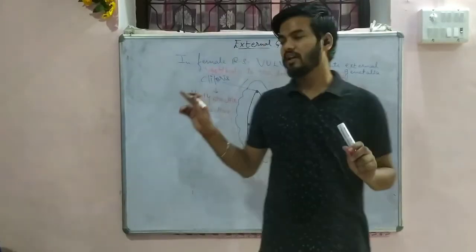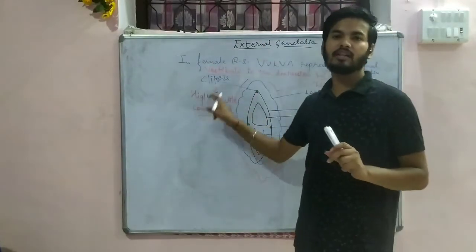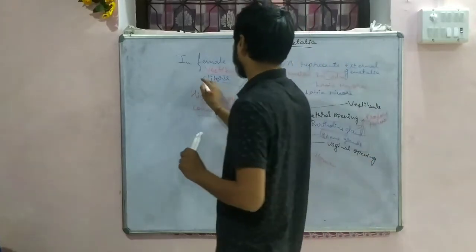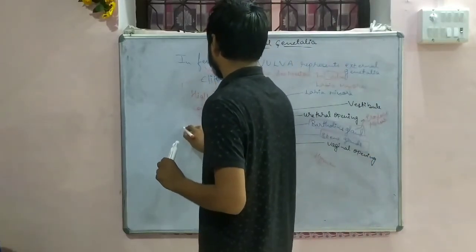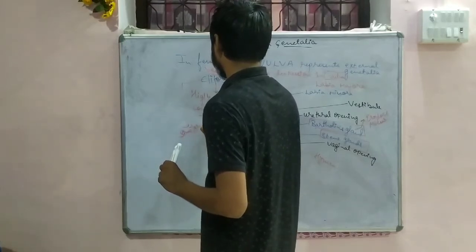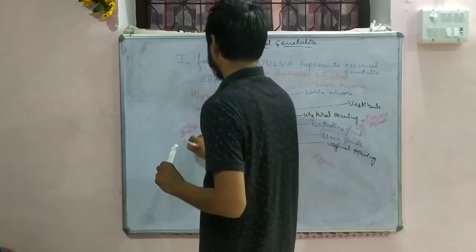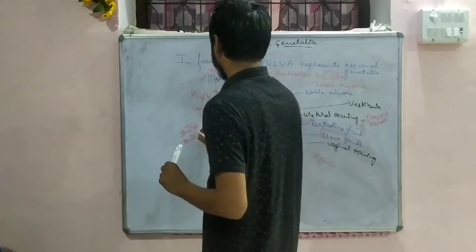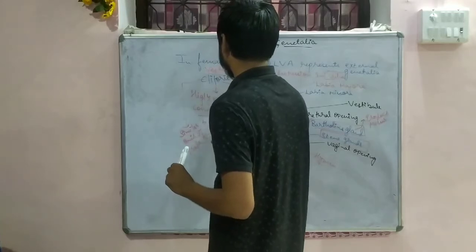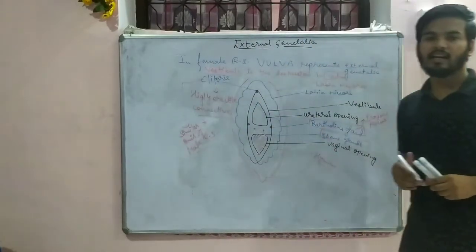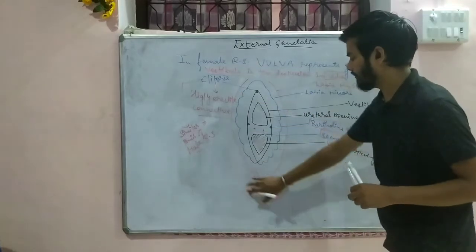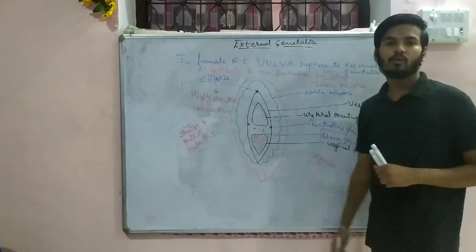This clitoris, you can say that this clitoris is homologous to the penis of male reproductive system. You can write that it is similar to the penis of male reproductive system. So this is the entire external genitalia of female reproductive system, and this complete structure is known as vulva.